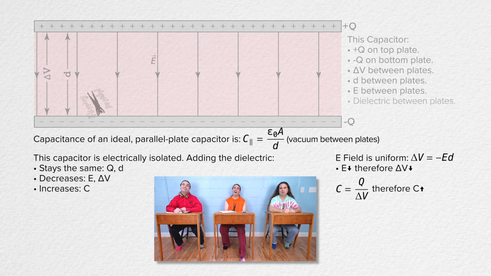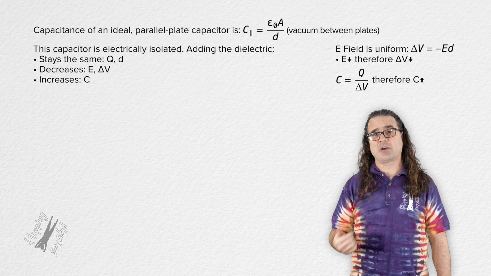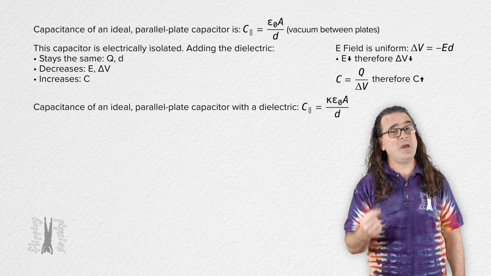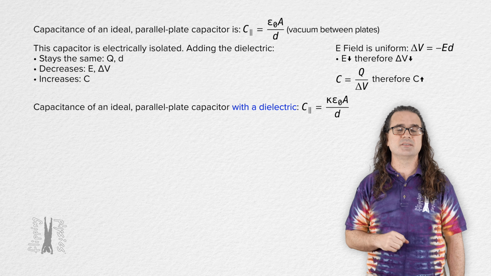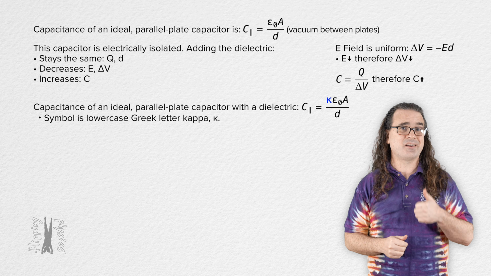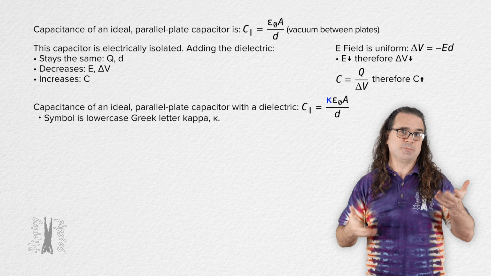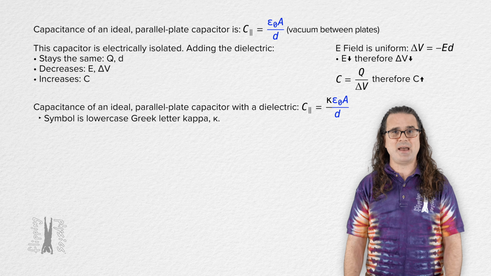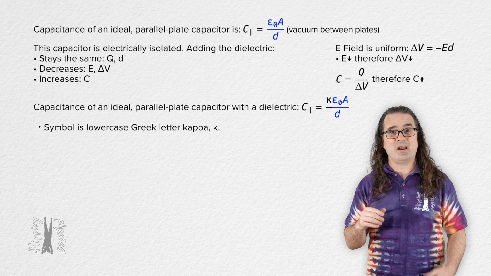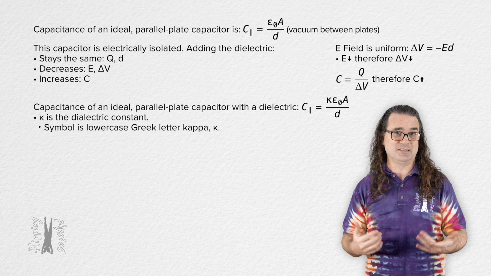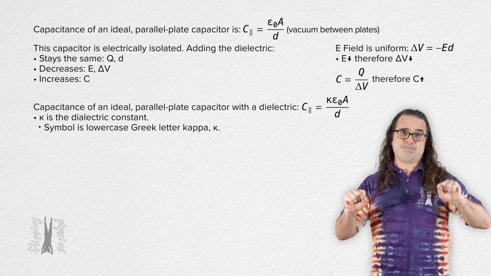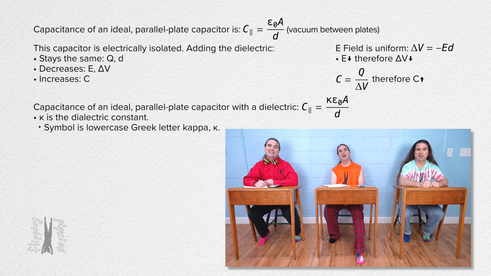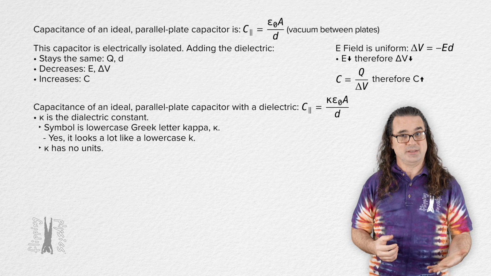Sure. Now I can give the equation for the capacitance of a parallel plate capacitor with a dielectric between the two plates. It equals the lowercase Greek letter kappa times the equation for the capacitance of a parallel plate capacitor with a vacuum between its plates, where kappa is the dielectric constant. That looks a lot like just a lowercase k. I know it looks a lot like a lowercase k, and the dielectric constant has no units.